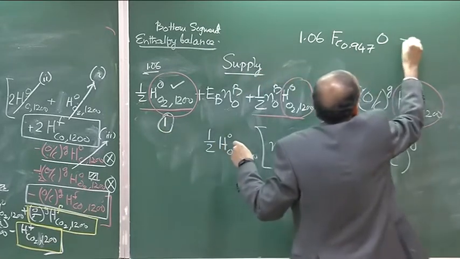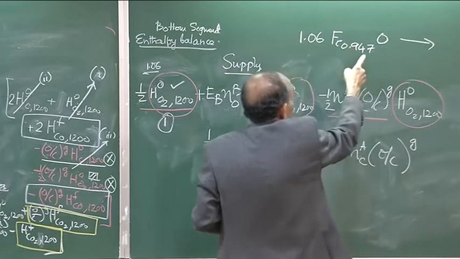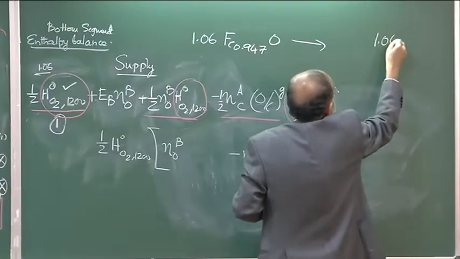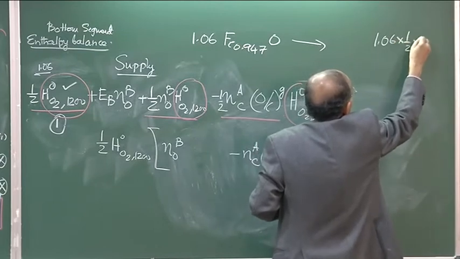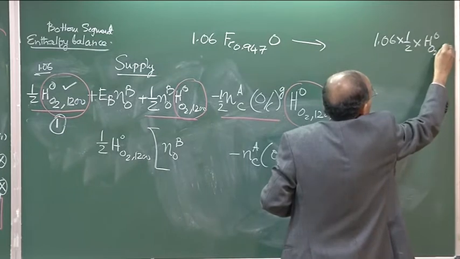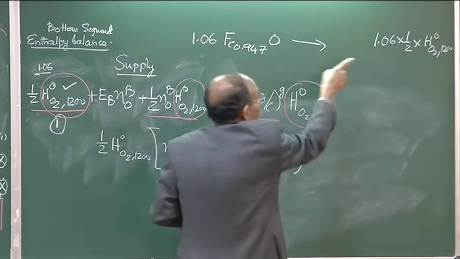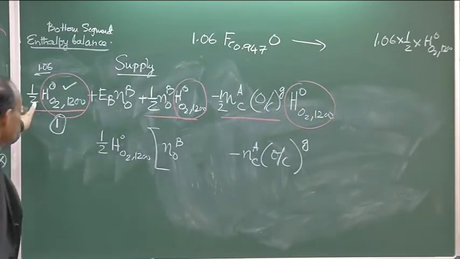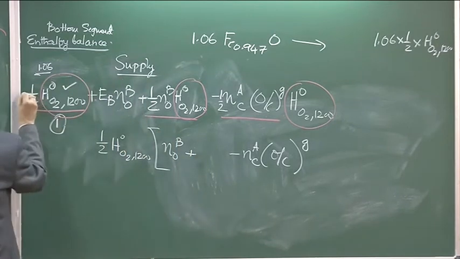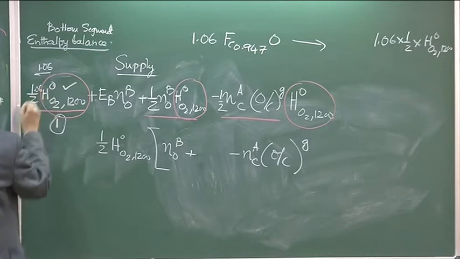So, therefore, that should split up into 3 parts, and the oxygen component is going to be what? 1.06 multiplied by half multiplied by H naught oxygen, and that is 1200. That is the component of oxygen which should result. So, I think I missed a factor of 1.06 here. So, I would take that this term is equal to 1.06, okay?